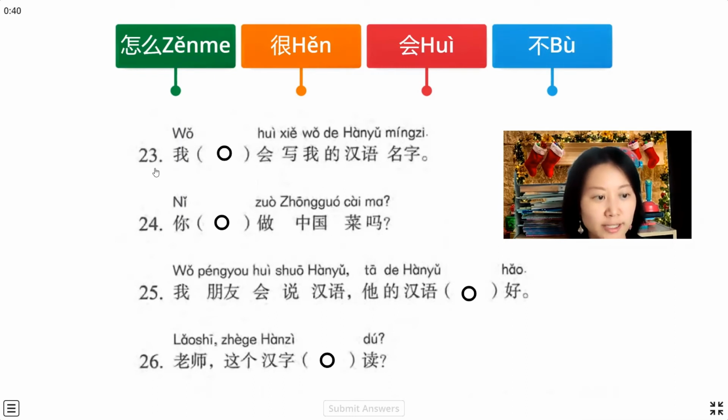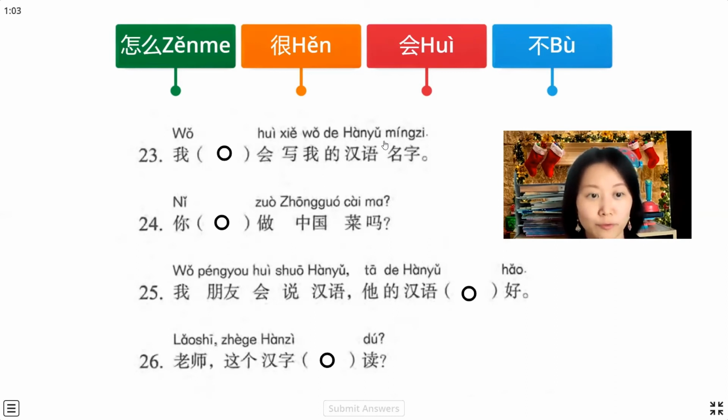Okay, we just read about it. And 23, 我会写我的汉语名字. Okay, but we just choose the correct Chinese character to fill in these blanks. And this sentence, no problem. I can write my Chinese name, right?